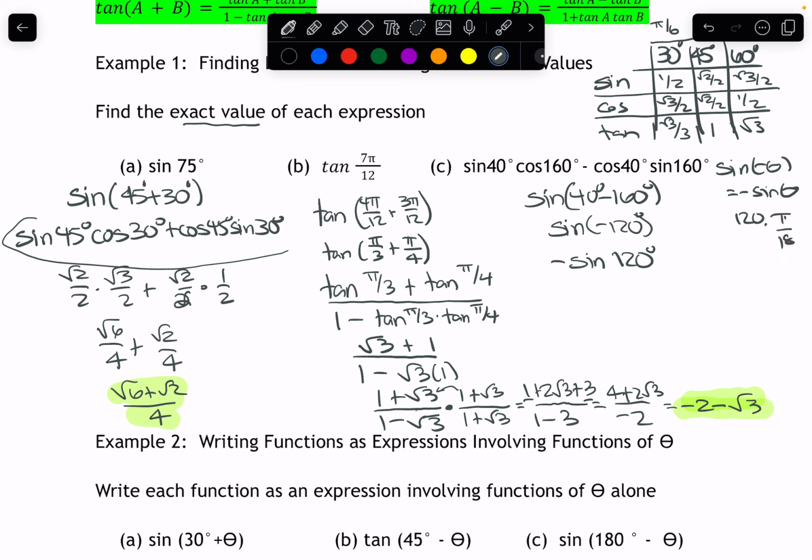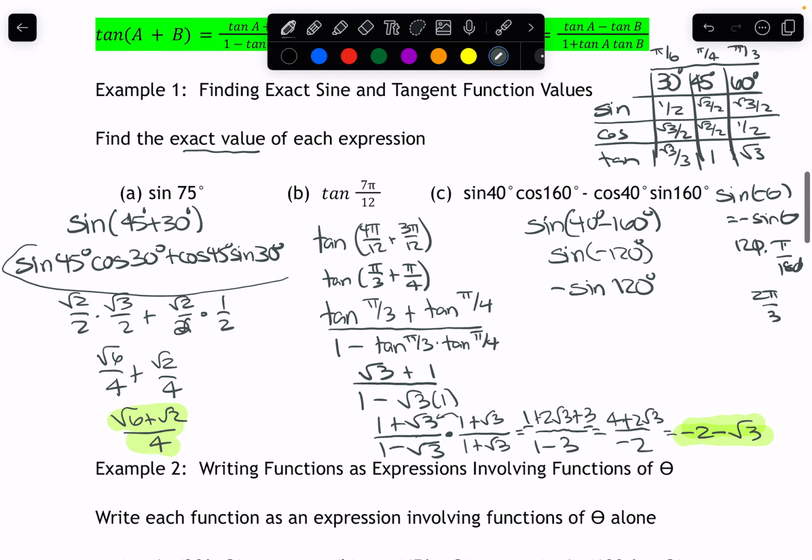120, if I do a quick conversion to radians, becomes 2 pi over 3, which means that it's going to have the exact same sine ratio that pi over 3 does. So that's going to be square root of 3 over 2. 120 happens to be in the second quadrant where the sine is positive. So our final answer becomes negative square root of 3 over 2. Again, very similar to the work we did yesterday with the cosine sum and difference. We just use sines and tangents.